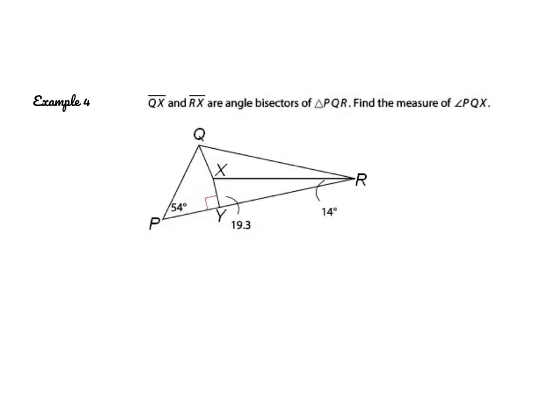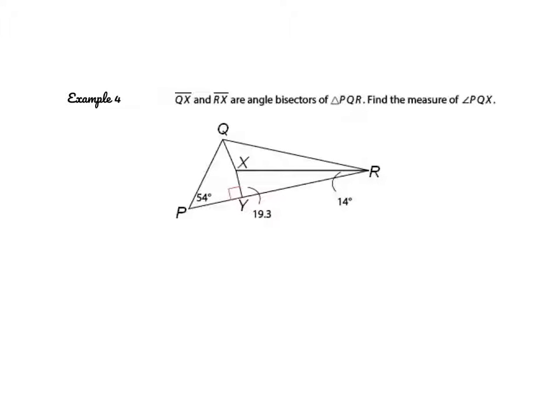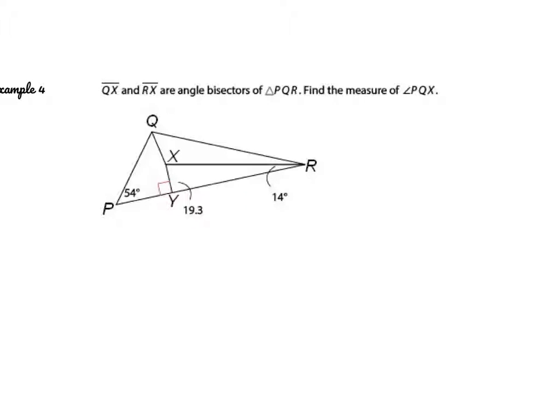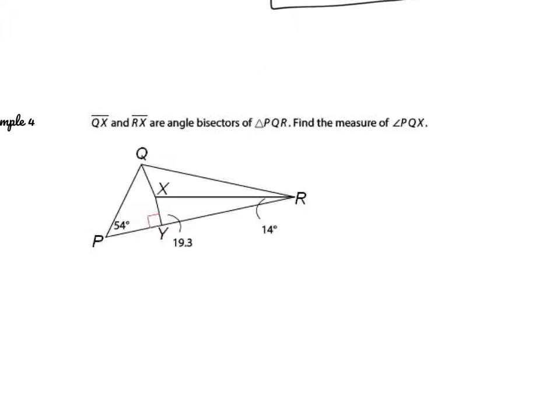All right, let's try this last problem together. Here, again, we're told that QX and RX are angle bisectors. So again, that makes X our incenter. Here, they would like us to find the measure of angle PQX. Here's what we know so far. We know that this entire angle is 54, and we know that this is 14. So if we know that RX is an angle bisector, that must mean that this is also 14 degrees because angle bisectors make two congruent angles.